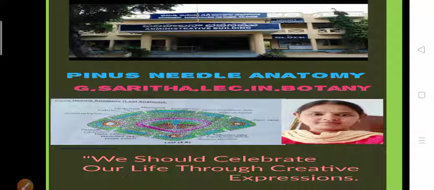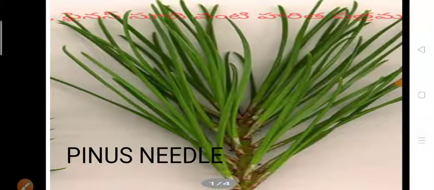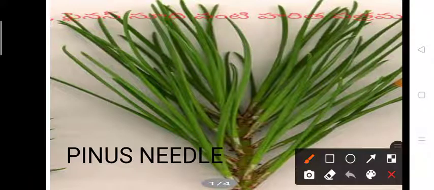Today in this video, I am going to talk about Pinus needle anatomy and its xerophytic characters. Pinus belongs to division Gymnosperms, class Coniferopsida, order Coniferales, family Pinaceae, genus Pinus. Pinus dwarf branches, that means limited growth branches, bear needle-like chlorophyllous leaves. This Pinus needle shows many xerophytic characters.